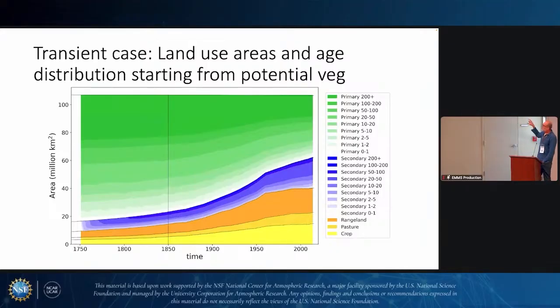But then you get this extra information, which is the age distribution of both the primary and secondary lands over time, emerging through the interplay of anthropogenic and natural disturbance.